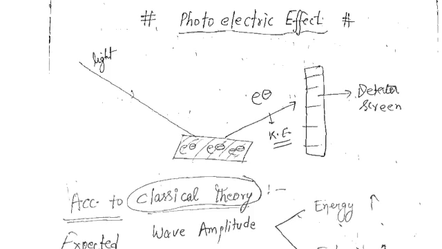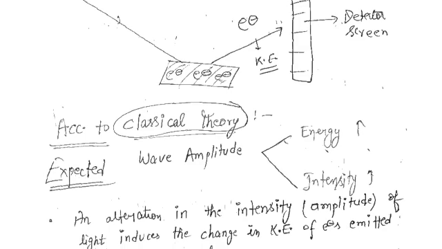Now when this experiment was conducted, what were the expectations of the scientists? According to the classical theory, because before this no theory other than classical theory was there, now have a look at what results were expected. What we know is that a wave's amplitude affects the energy as well as the intensity. If amplitude is higher, then the energy of the wave would be higher and the intensity would be higher.